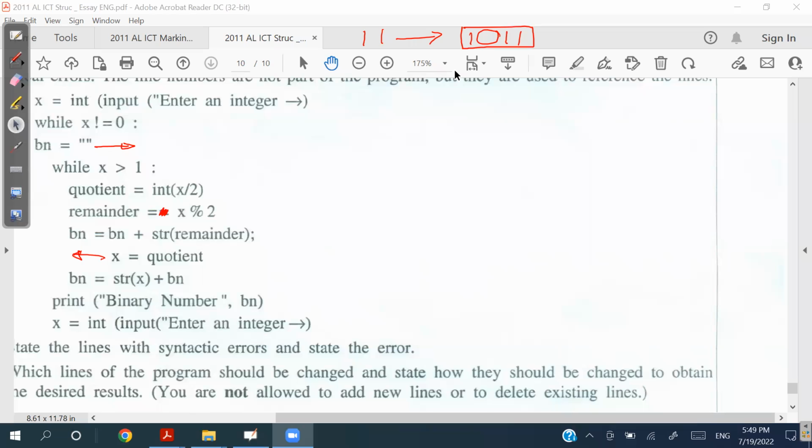Right, so let's check this. So you are going to give 11, which is over here. Then they check whether x is not equal to 0. So x is 11, and they are going to take bn. Here, what they are saying is this is an empty slot. That means I will indicate the empty as an underscore, right?